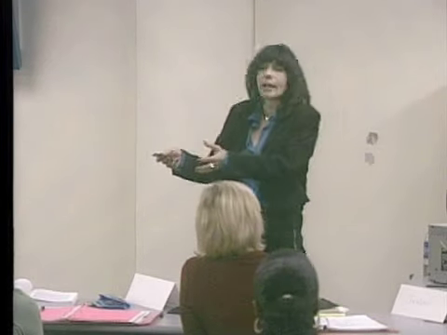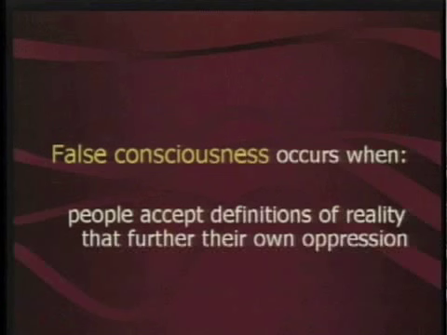And what he said is that eventually the classes will become obvious to people, not only to the poor but also to the wealthy, that they are part of a class that is separate from the class of the poor. Similarly, the poor will develop a class consciousness and see that they are part of a class of the poor and not of the wealthy. However, he described this as being a false consciousness. And he says that false consciousness occurs when people accept definitions of reality that further their own oppression. Let me repeat that. False consciousness occurs when people accept definitions of reality that further their own oppression.